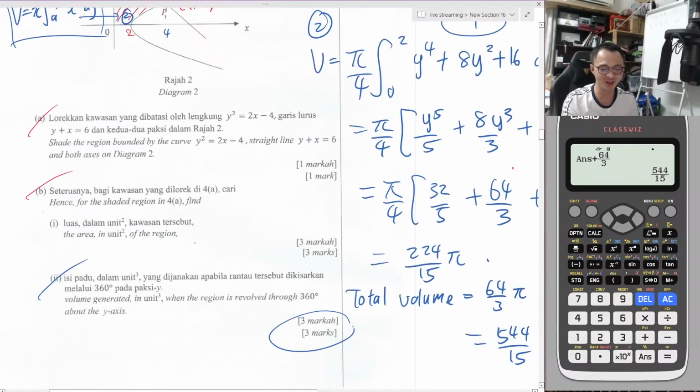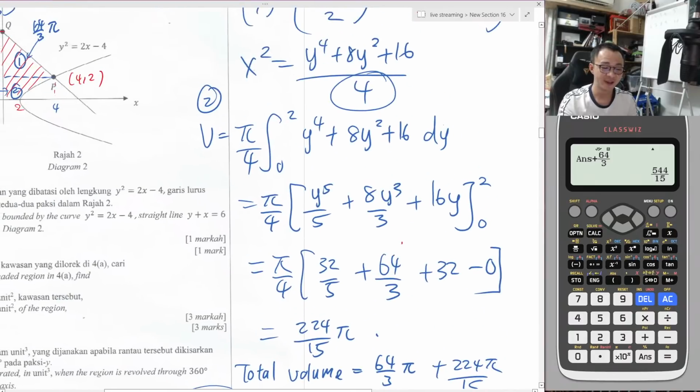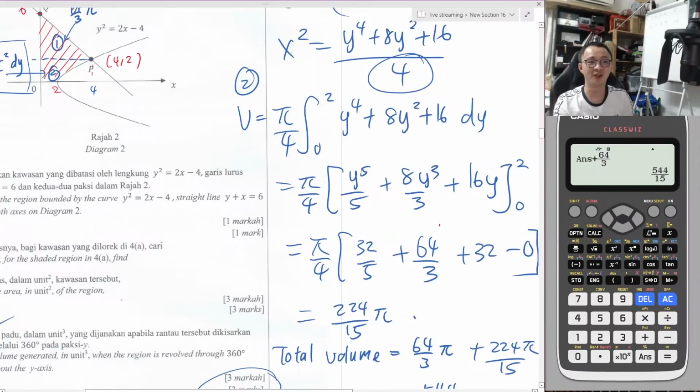3 marks. I am not sure why the volume is also 3 marks. Volume should at least give 5 marks. There's a lot of work here. Okay, anything you want to ask me about these volume questions?